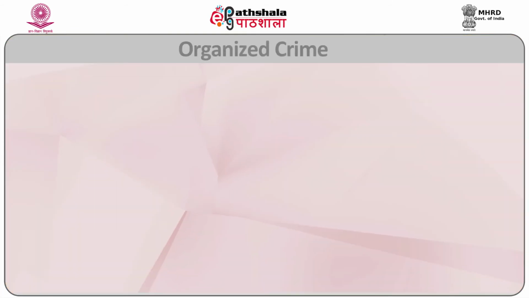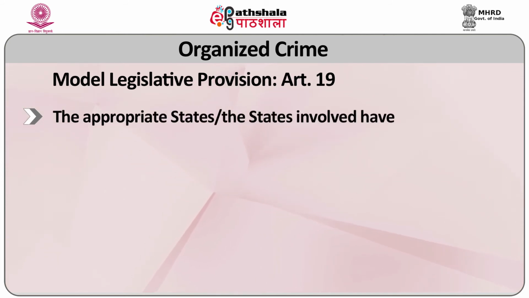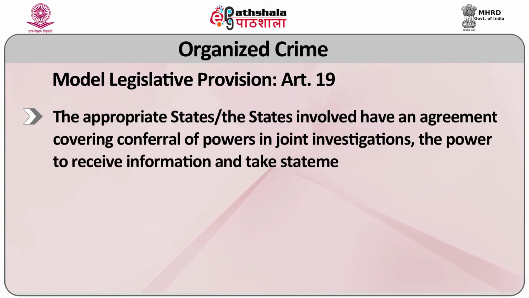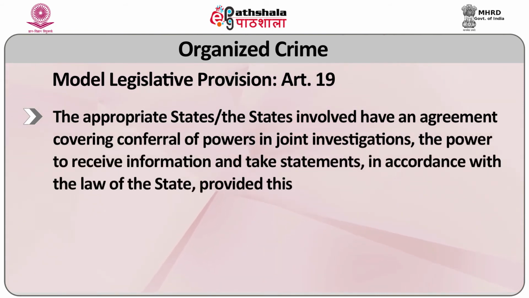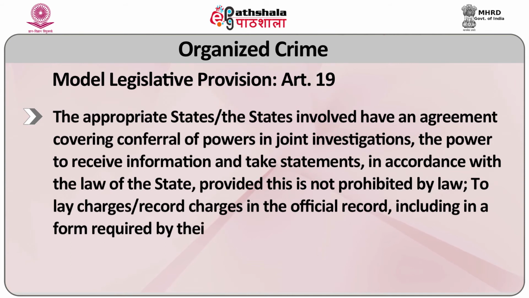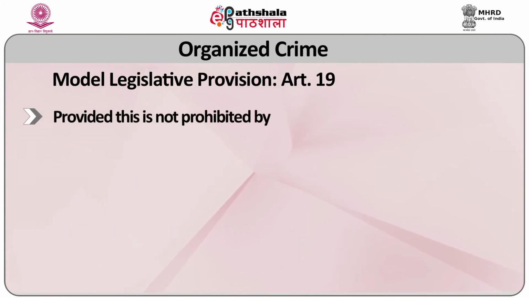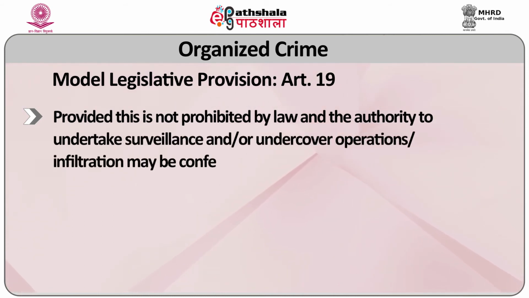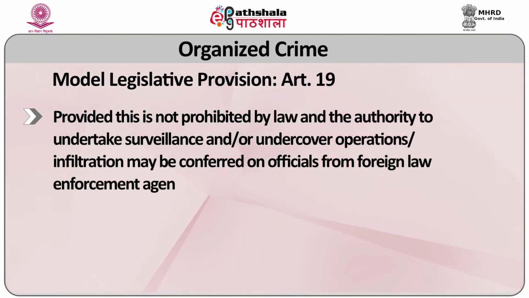In accordance with the provisions of Article 19 of the Model Legislative Provisions, where the appropriate states involved have an agreement covering conferral of powers in joint investigation, the power to receive information and take statements in accordance with the law of the state, provided this is not prohibited by law, to lay charges, record charges in the official record, including in a form required by their national law, provided this is not prohibited by the law, and the authority to undertake surveillance and/or undercover operation, infiltration may be conferred on officials from foreign law enforcement agencies.